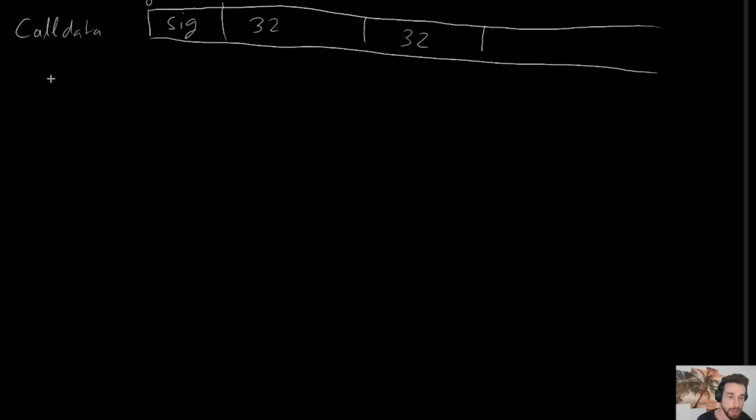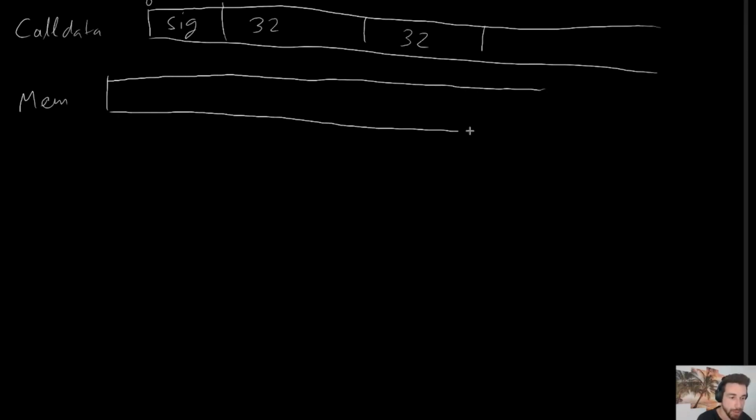And when we do calldatacopy, then we are moving the call data to memory. So we have the memory, which is also very similar to call data, like an infinite tape, which also starts at 0. And when we are doing calldatacopy with the maximum size, so the size, if this is all we have, then this is the size.